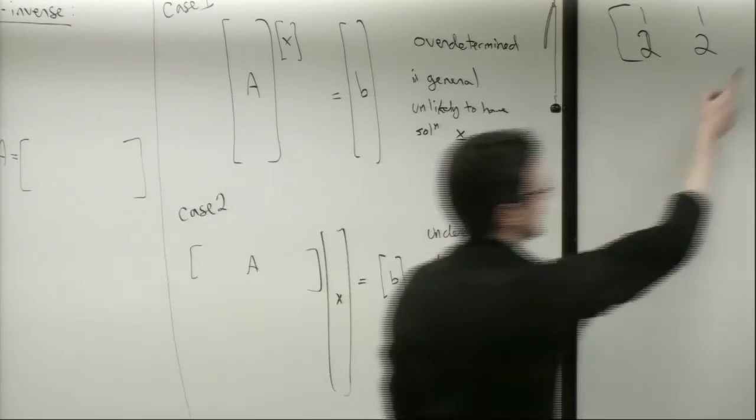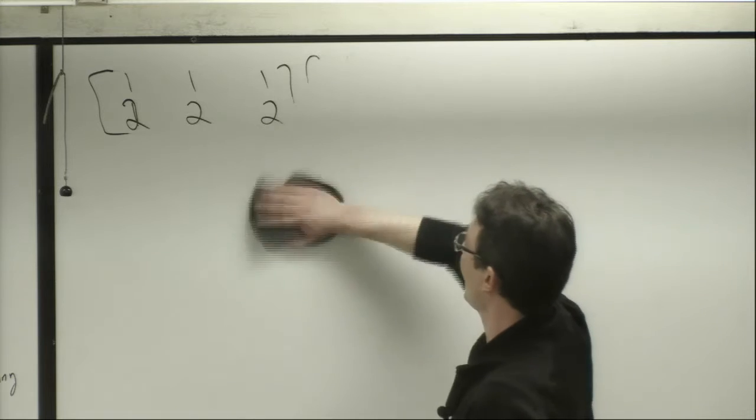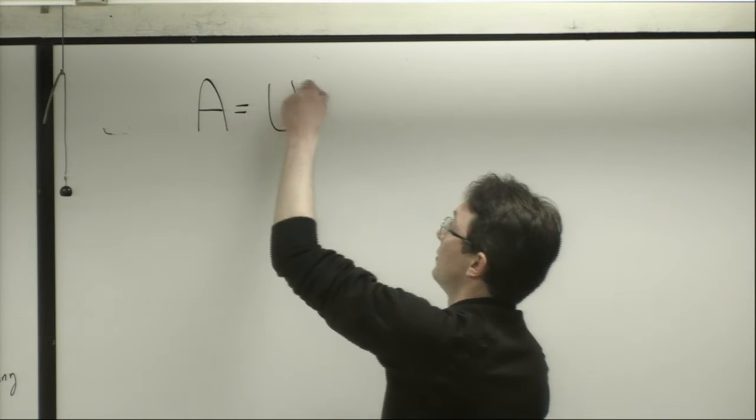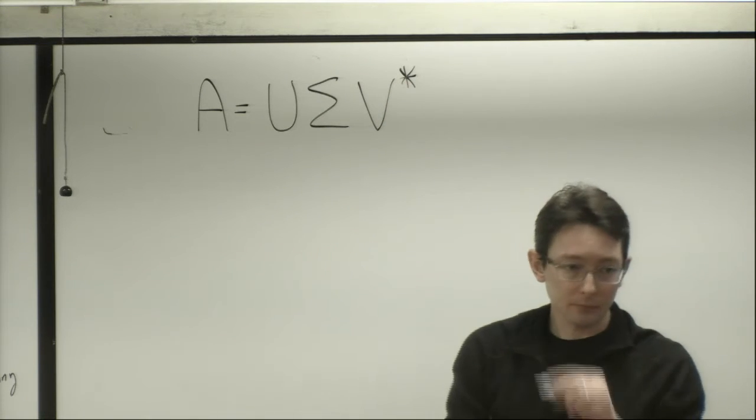How would I actually, okay, so this is a bad example. How would I actually solve for the X in either of these two examples? If A was square, we would just invert A. Okay, so let's take the singular value decomposition of A. Let's write A equals U sigma V star.